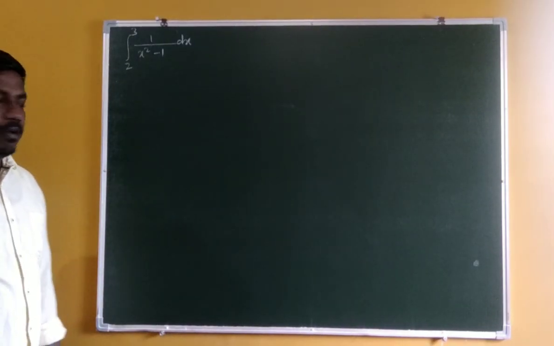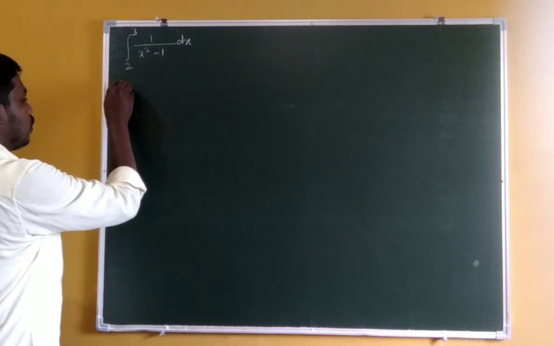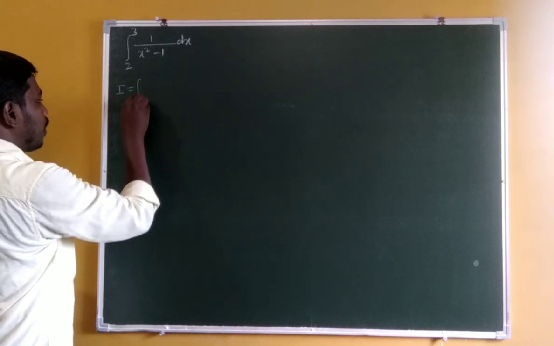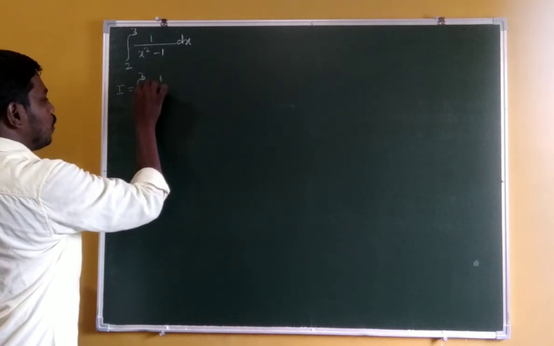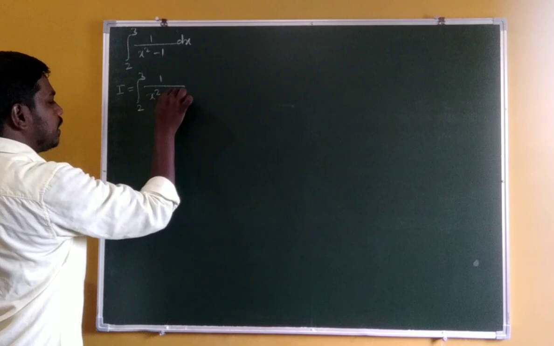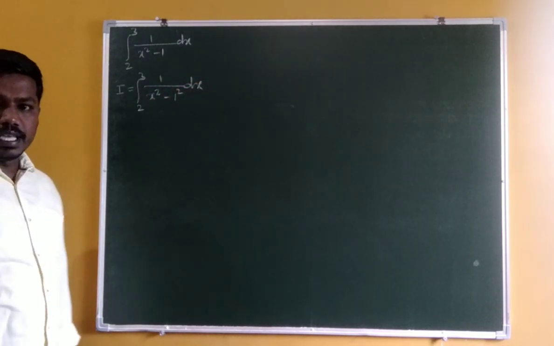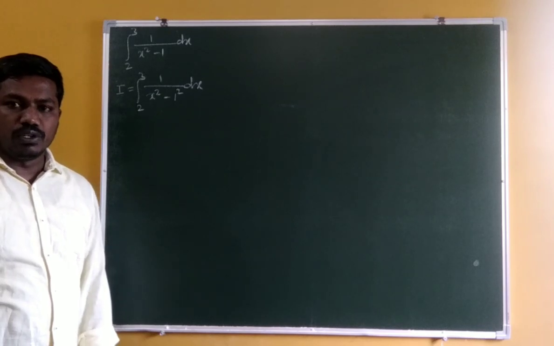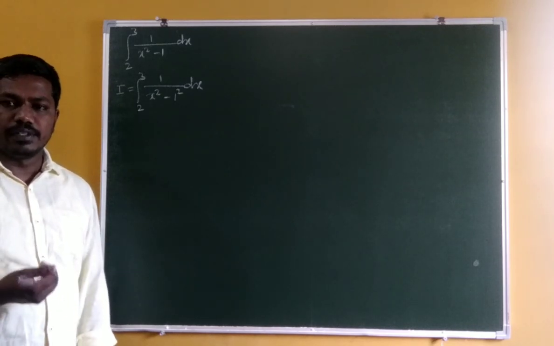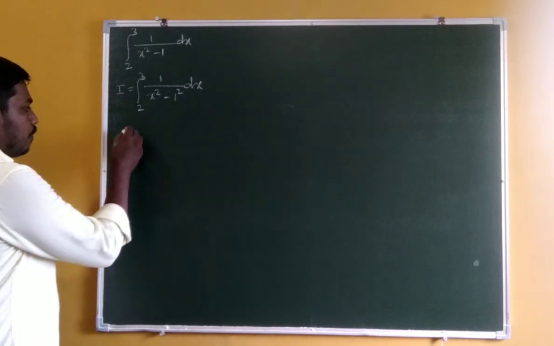This is the first problem. Observe, solution. Integration from 2 to 3 of 1 over x square minus a square. You know the formula: 1 over 2a into log of modulus of x minus a divided by x plus a. Okay, apply the formula.